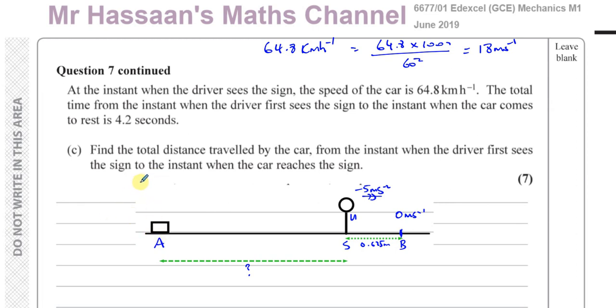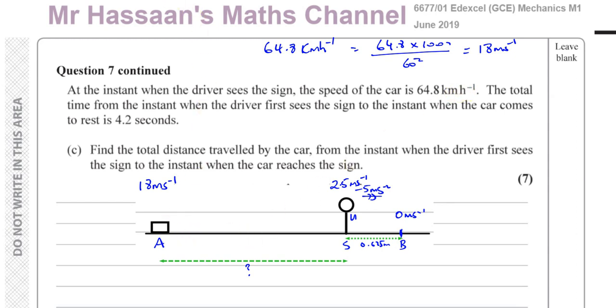So at A, it's traveling at 18 meters per second. At B, it's traveling at 0 meters per second. At S, it's traveling at 2.5 meters per second, as we found out in part A of the question. Okay, so that's what we know so far. But what we know is that it took a certain time for the person to react before they applied the brakes. So in the time before he applied the brakes, he's going at a constant speed. The speed is 64.8 kilometers per hour.